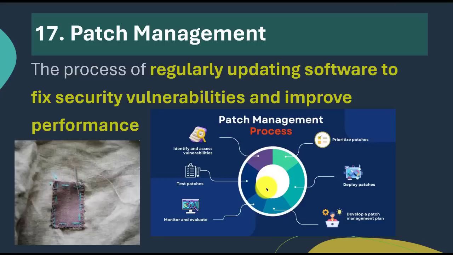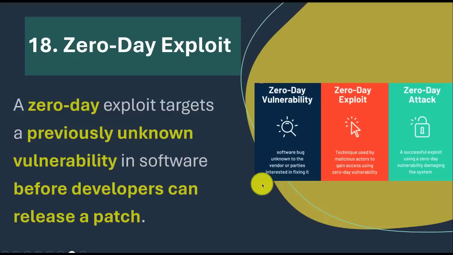Vulnerabilities will keep coming and coming. So you keep patching, so I can improve performance. Let's go to number 18, zero-day exploit. Okay, fine. I put this one next to number 17 because when you have software that is installed, operating system or application software, and there's a particular hole that the designers, the developers, didn't know, all these bad people will be able to detect it first. So a zero-day exploit targets a previously unknown vulnerability in software before developers can release a patch.